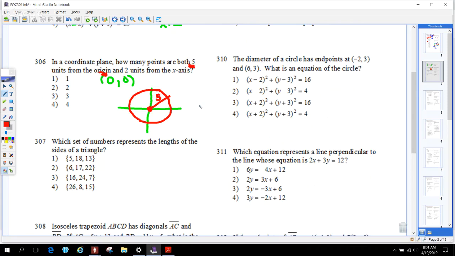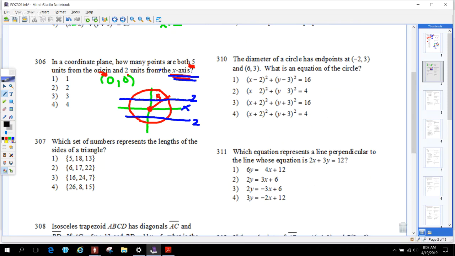Oh, it's asking how many times it hits the circle. And then it's going to say, now we have to draw a line. The x-axis is a line. So because the x-axis is a line, a locus of points from a line is another line. So this says 2 units from the x-axis. Here's the x-axis. So we've got 2 units this way and 2 units below.